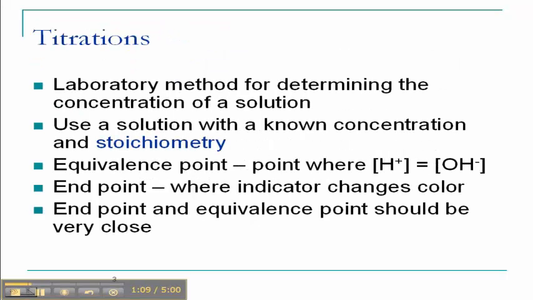All right, now titration is the laboratory method that determines the concentration of a solution. So we have a concentration that we know, and we use stoichiometry. A couple of terms. Equivalence point is where you have neutralization, H plus equals OH minus. The end point is where you see a color change with an indicator. And we'll look at a couple of these. So the end point and the equivalence point should be really, really close.